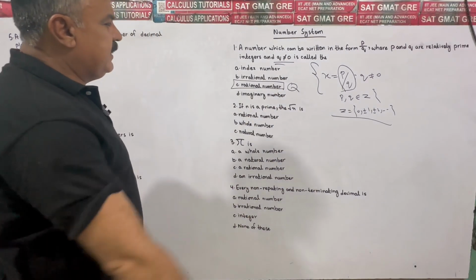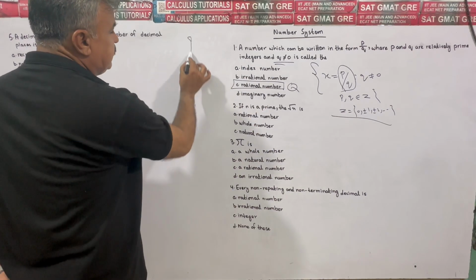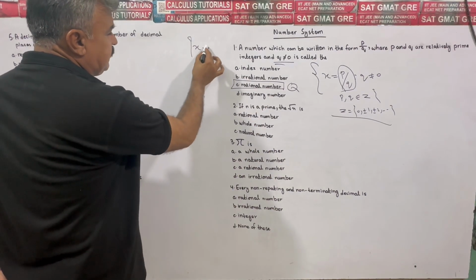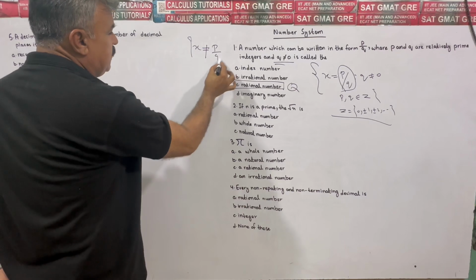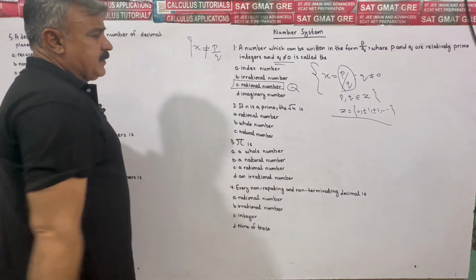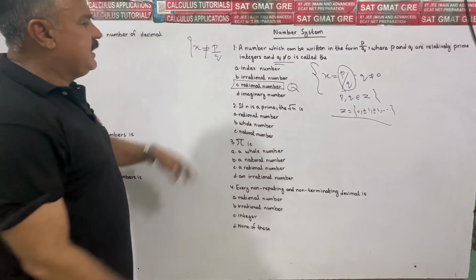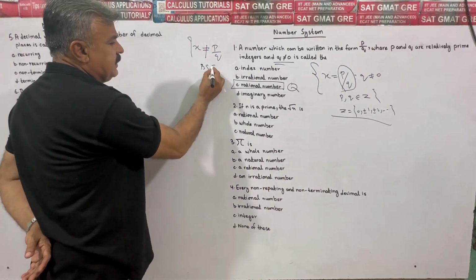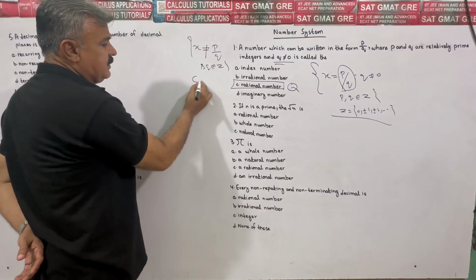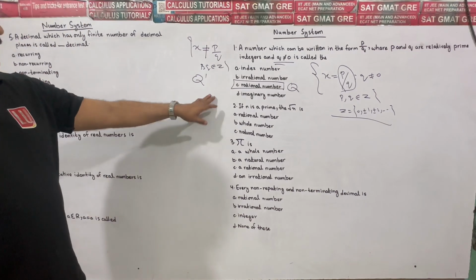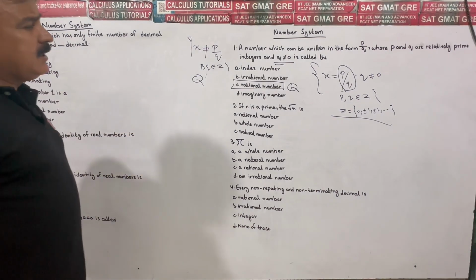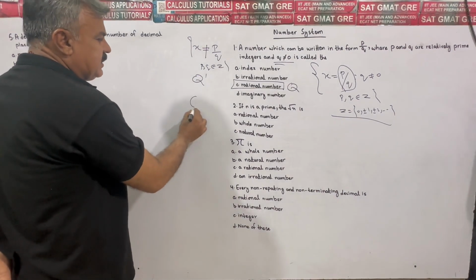On the other hand, an irrational number is a number x that cannot be represented in the p over q form, that is, there is no x such that x is equal to p over q. That is the definition of an irrational number.